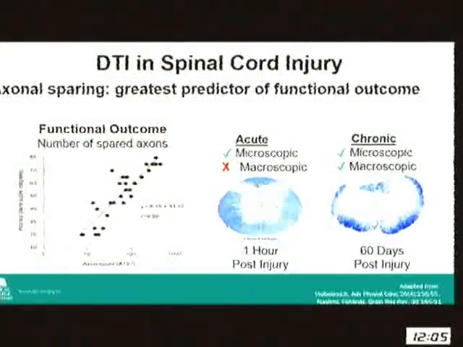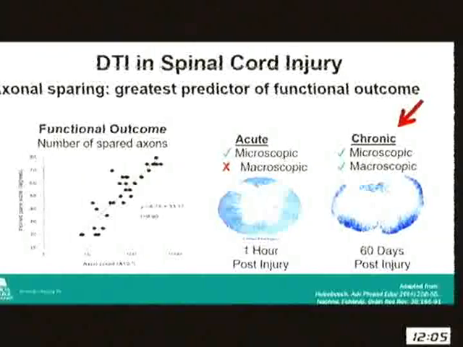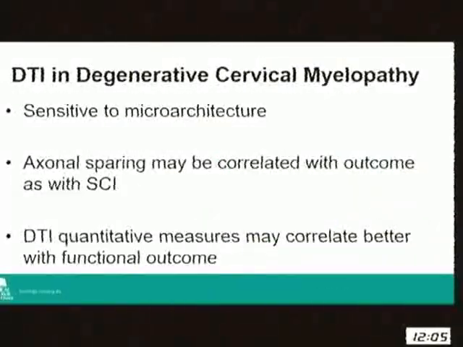So DTI has potential. Again, you've seen this slide. Axonal sparing is the greatest predictor of functional outcome. And in the setting of myelopathy, we have hypothesized that this is much more like a chronic spinal cord injury model. So the benefits are: DTI is sensitive to microarchitecture. Axonal sparing may be correlated with myelopathy outcome as with spinal cord injury. And the quantitative measures may correlate better with functional outcome than clinical MRI.